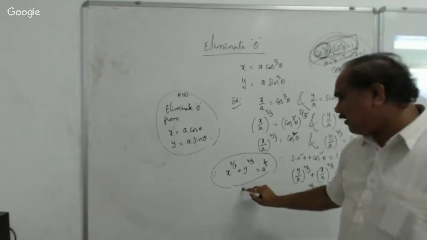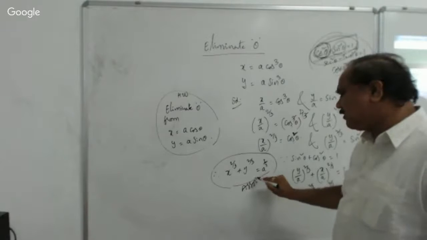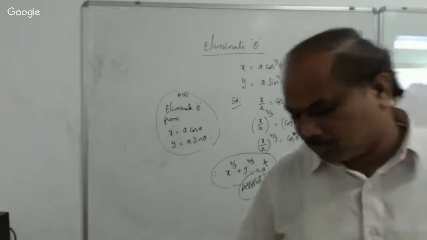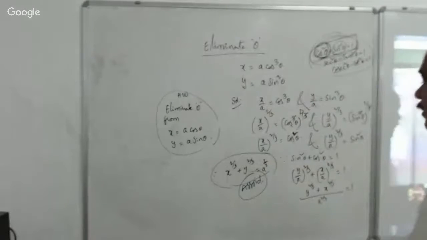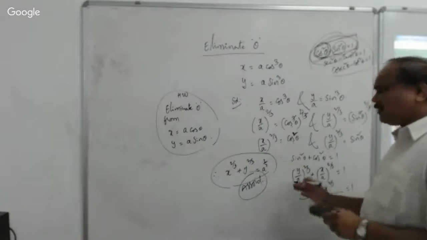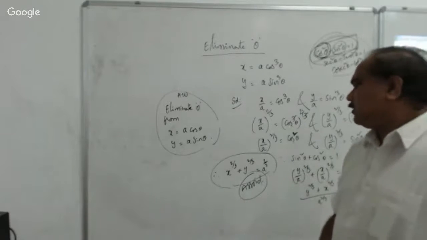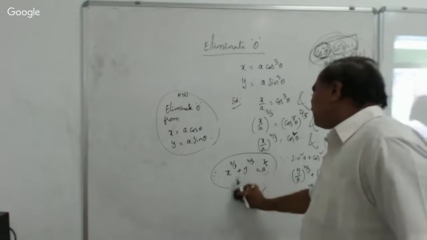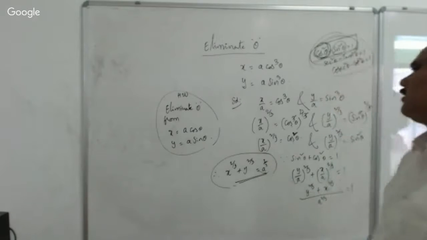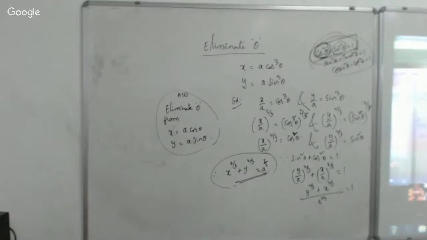It is an astroid. Its name is astroid. Astroid, cissoid, like that. We have so many curves. By eliminating theta, we are making some curves. Just leave its name, just find its arm. Just get the result.